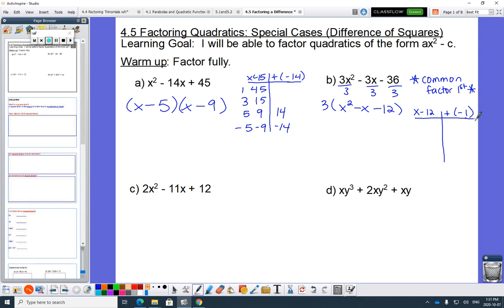So we have 1 and 12, not going to get us 1. 2 and 6, not going to get us 1. 4 and 3, if it's positive, then it would get 7. But if we want negative 1, we can do negative 4 and positive 3 gives us negative 1.